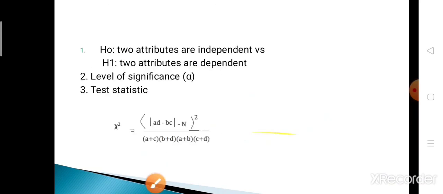And what is our H naught? H naught is that the two attributes are independent. So our conclusion is that the two attributes may be independent. So this is the chi-square test for the independence of two attributes. Thank you.